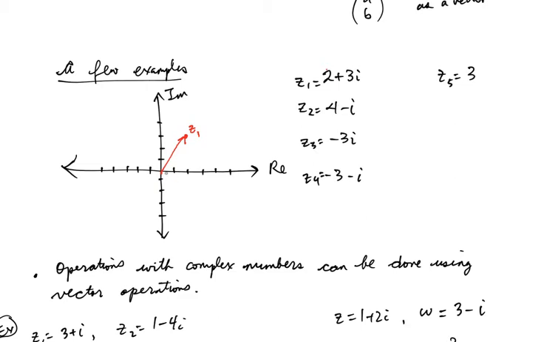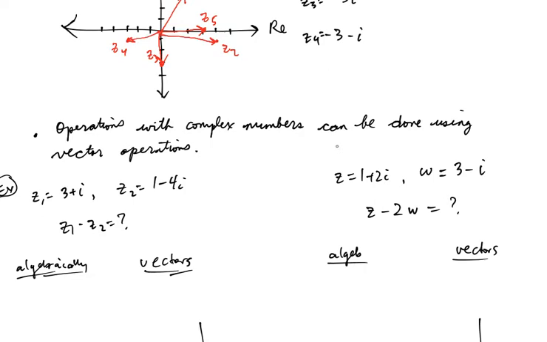That would be my point, and that would be z1. z2 would be 4 down 1. z3 would be minus 3i. Since there's no real part, I don't move on the horizontal axis, and I just write down the vertical component, so that would be 1, 2, 3 down here. Z4 would be minus 3, minus 1. It's pretty simple. It's just plotting points, and it's really the position vector of the point. This is z5 here because that's 3, and there's no imaginary part.